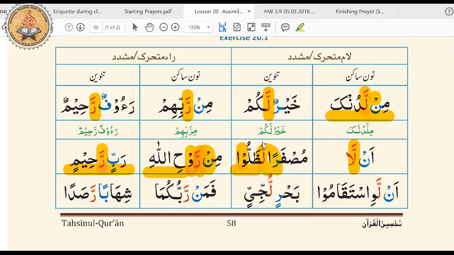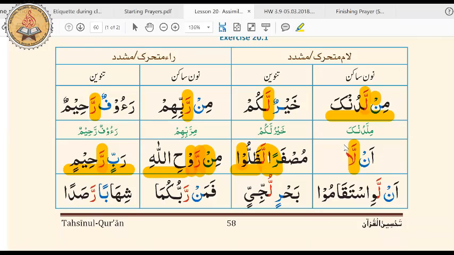Jazakallah. Okay, so if I choose my next student, if I can have A1129. Assalamu alaikum. Wa alaikum assalam. How are you? Alhamdulillah, how are you? Alhamdulillah, jazakallah for asking. So we're learning a new lesson. Did you understand it? Yes.